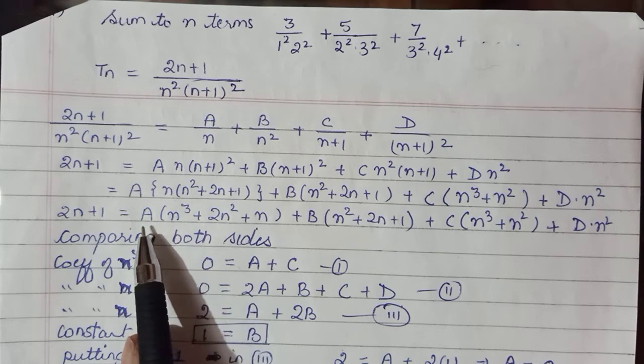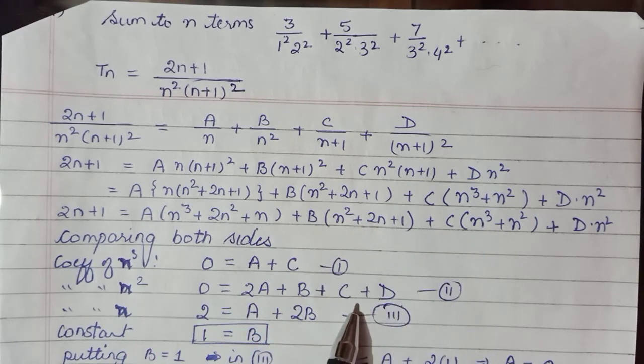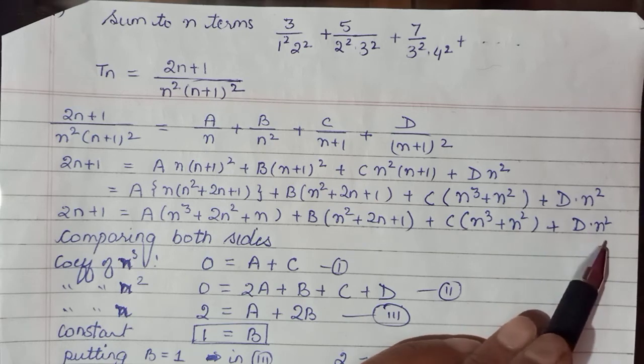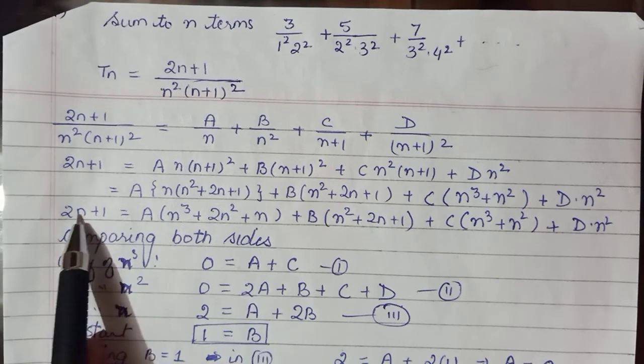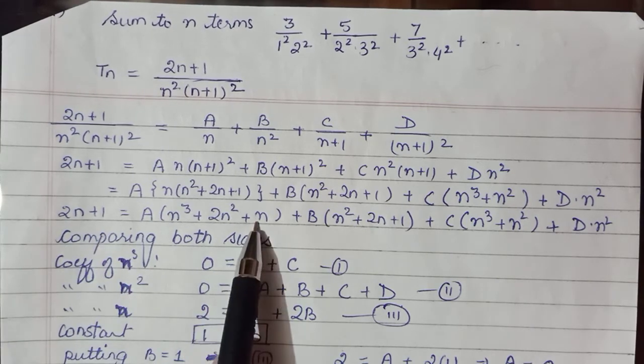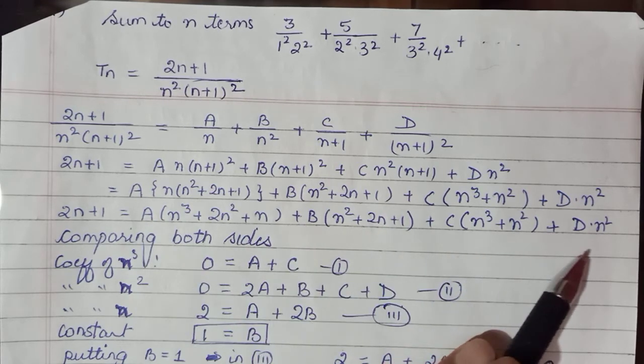And with n square you will have a 2a from here and a b from here, and you also have a c from here, and of course a d also. D also has n square. So all these coefficients came on the right hand side. Next equation, if you look at the power of n, n was 2 here, and from here you get a with n, from here 2b is coming, and that's it.